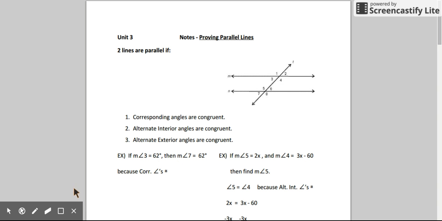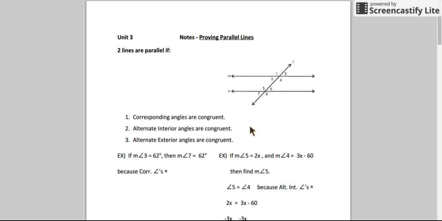In this video, I'm going to be explaining how angle relationships can help us prove that two lines are parallel. If you know what angle types are created when two parallel lines are cut by a transversal, then we can talk about the relationships of those angle types to prove that the lines are actually parallel.